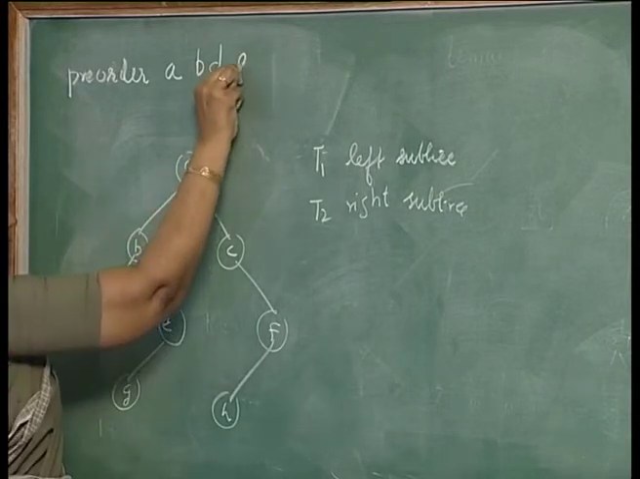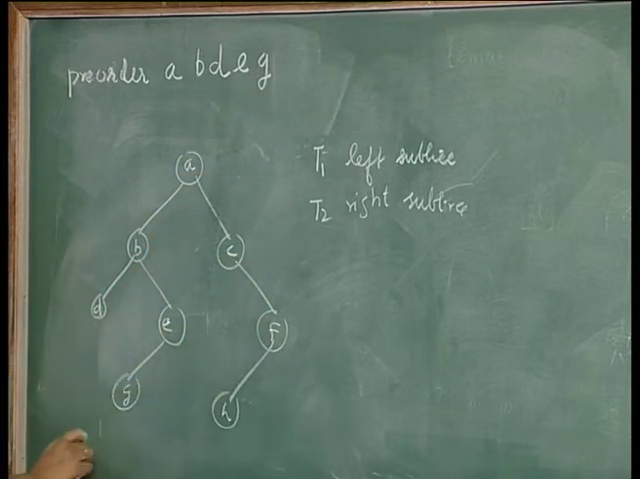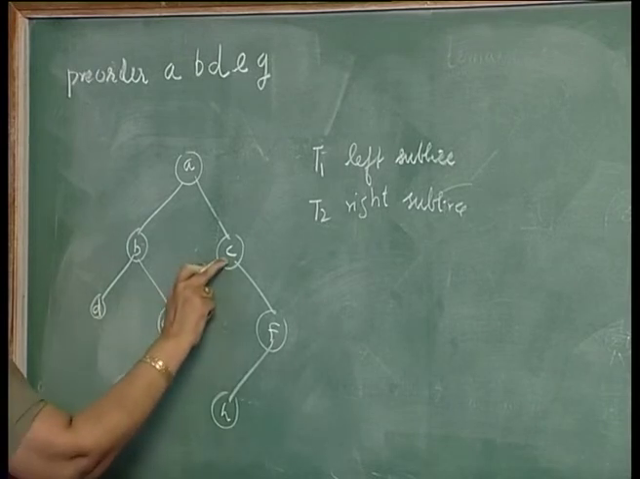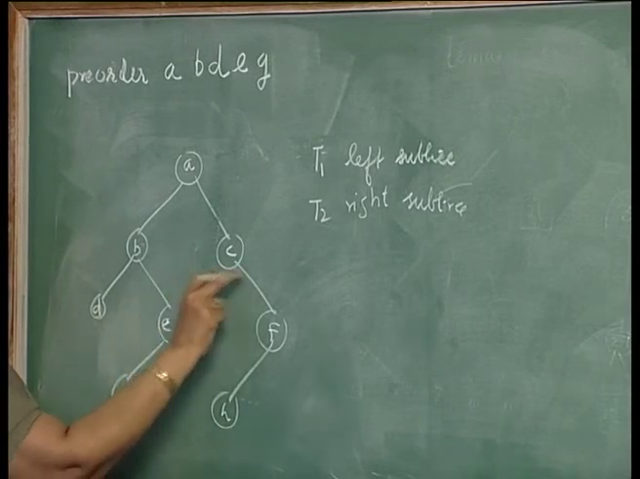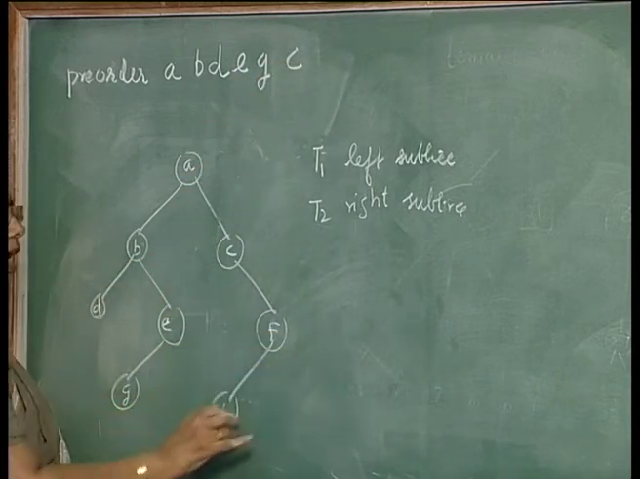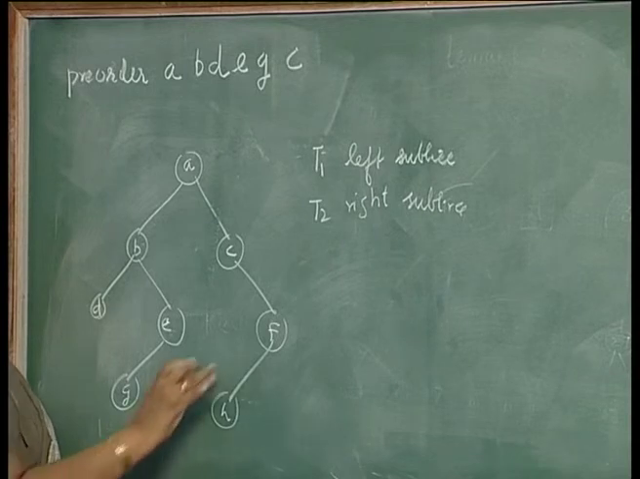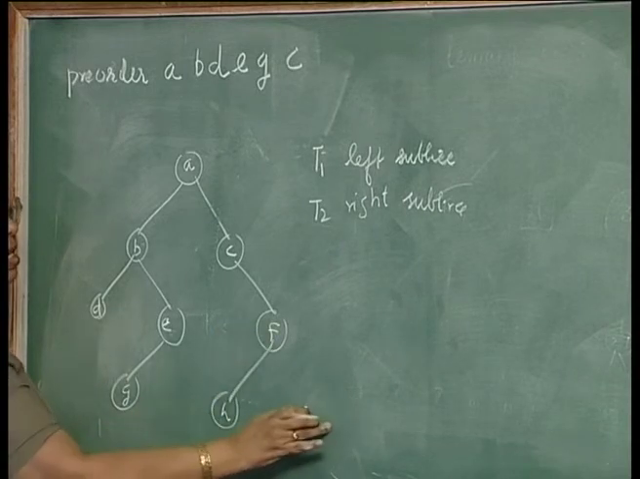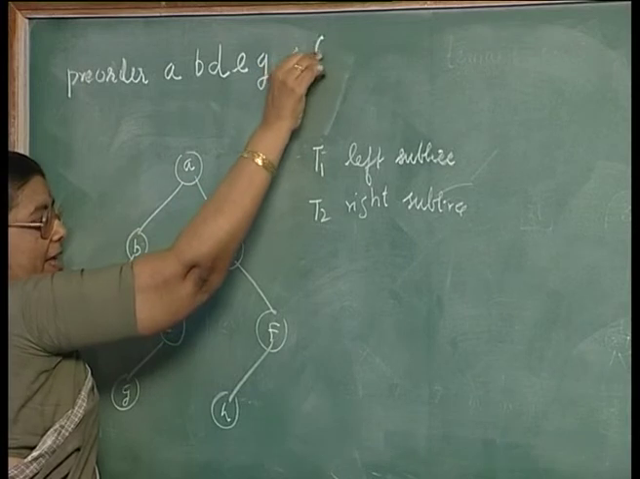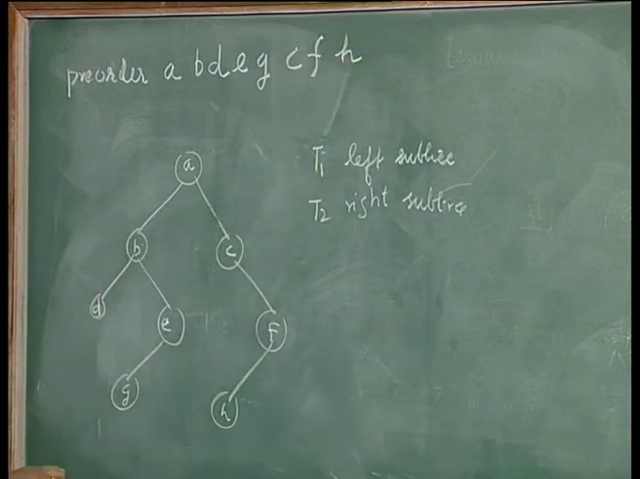So, E and G. Similarly, the right subtree also should be visited in the pre-order manner, the root, there is no left subtree, then the right subtree. So, C, no left subtree and the right subtree. The right subtree again should be visited in the pre-order manner, root first, left subtree and the right subtree, it is F and H. So, the nodes will be visited in this order in the pre-order traversal.